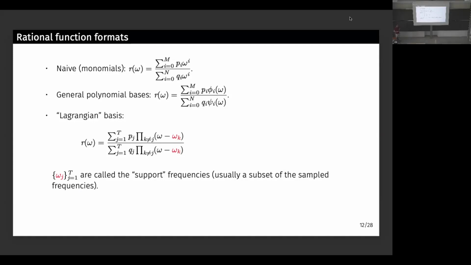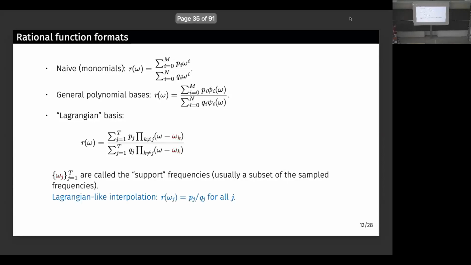First of all, I'm not normalizing the Lagrangian basis. So in the Lagrangian basis, we have omega minus omega k divided by omega j minus omega k, but here we don't have it. And the reason is that in rational approximation, the normalization is automatic, because if we don't normalize above and we don't normalize below, everything works out. And the second thing is that I'm using the same notation for the support points as for the sample points, because the support points are usually chosen as a subset of the sample frequencies. So without loss of generality, we just assume that the first t points are both sample and support.